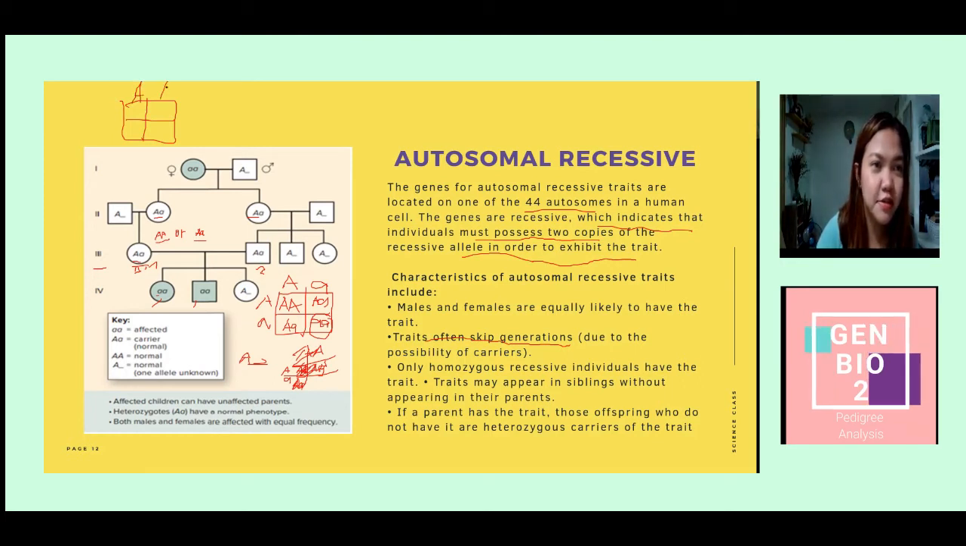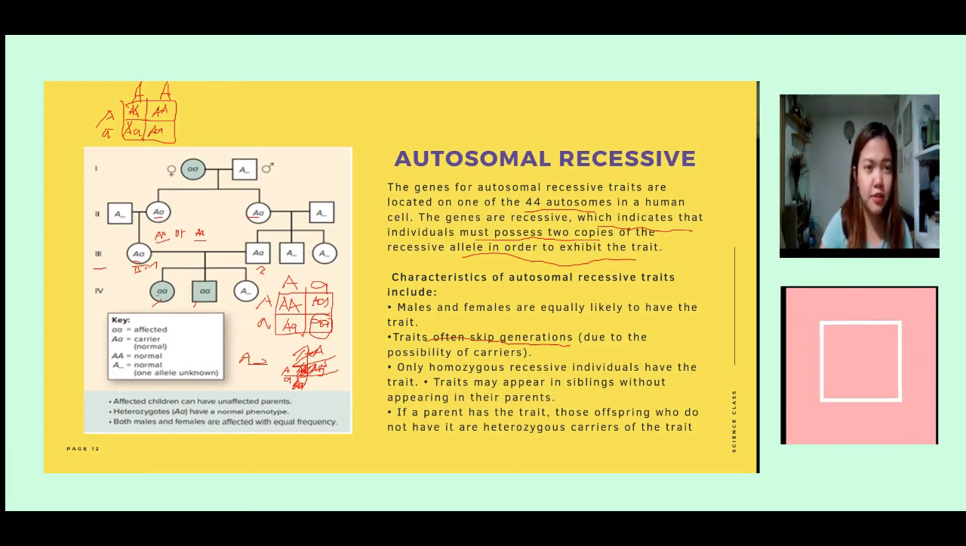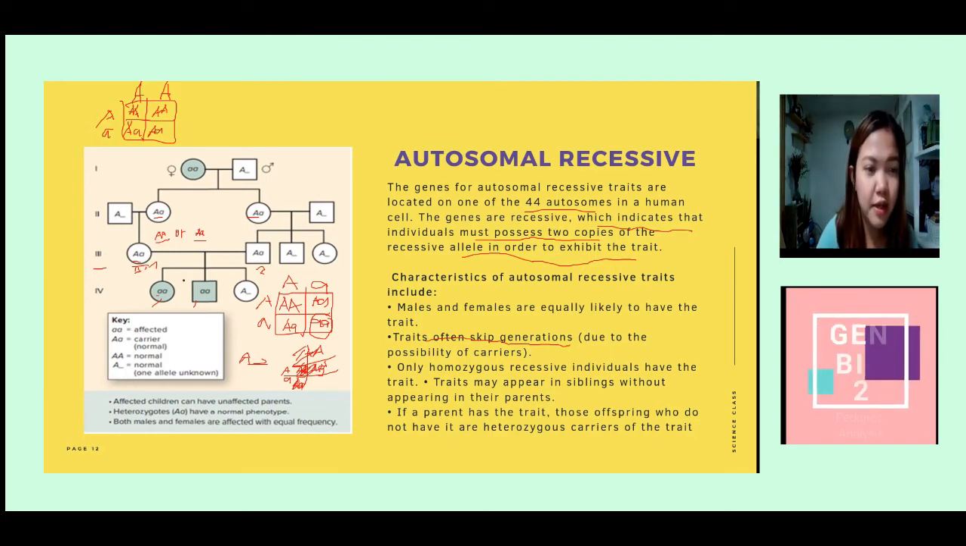So, for example, we cross a homozygous dominant with a hetero. There's no possibility for them to have an affected individual, but we can see that the offspring can have that trait, so that's not allowed. So the answer is big A, small a.